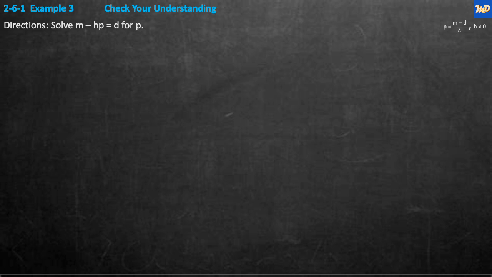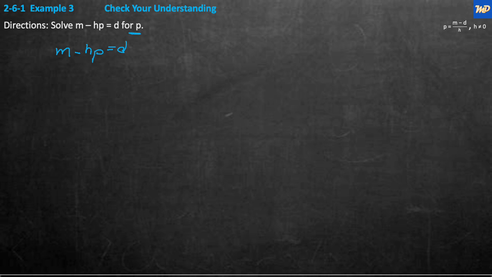Okay, so now that you're back, and I'm sure you've done your best, let's go ahead and see where we're at. We're going to start off by rewriting the problem before we start, so we know what the problem is. M minus HP is equal to D, and we're solving for P. What's the first thing we're going to do? We need to get the HP by itself, right? Because we want to finally end up with the P by itself.